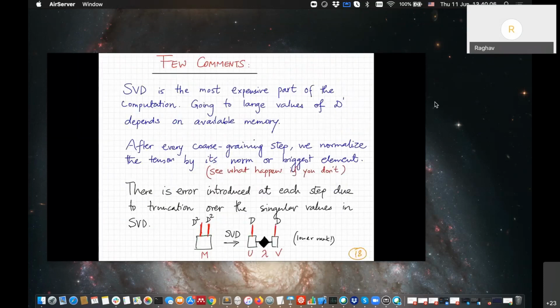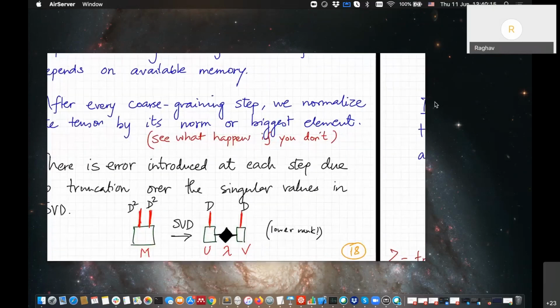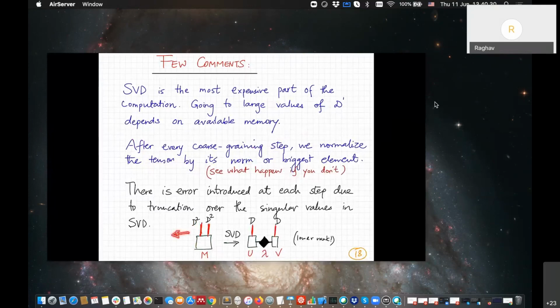So what was SVD? SVD was on a matrix. So M is a matrix which has two legs, say D square, D square. And then you do SVD, you get a decomposition like this: U, lambda, V. Lambda contains all the singular values. Now this leg has dimension D, this leg has dimension D. So you see that this piece has D to the 4 elements, but the output only has D square, right? So we are reducing the rank of the overall tensor. That means we are doing some sort of a truncation. So this is the step of the truncation. SVD is where in tensor networks we do the truncation.